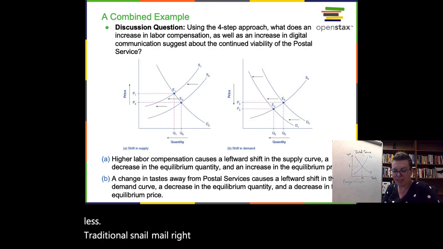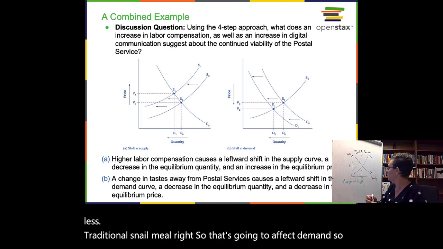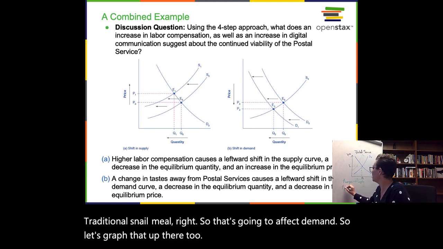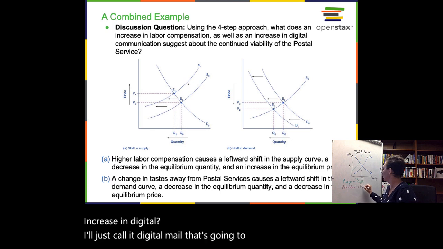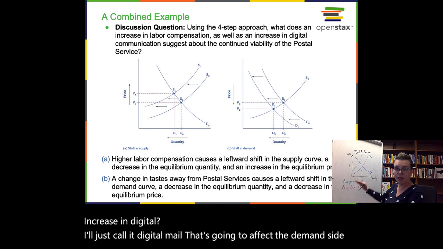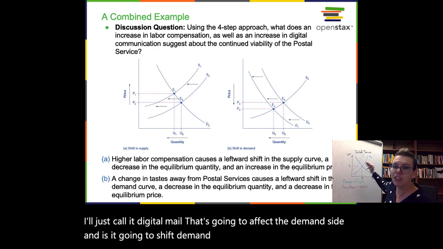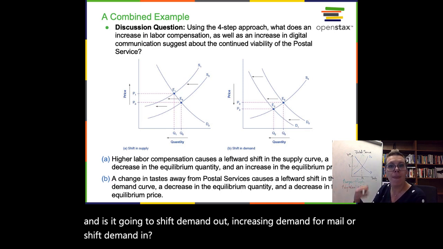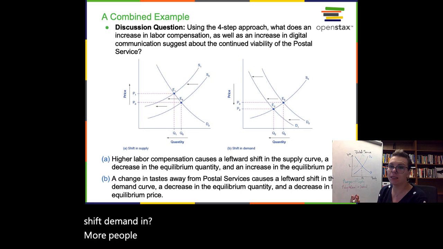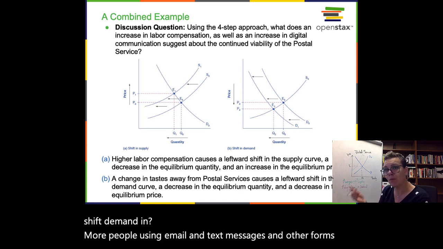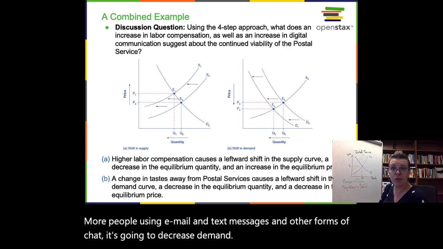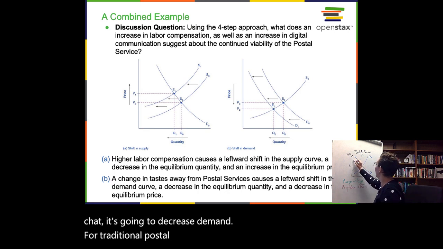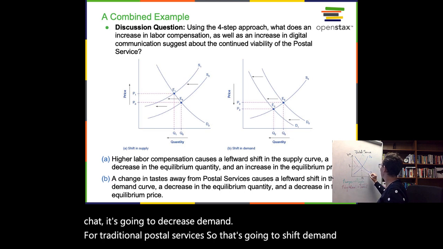So that's going to affect demand. So let's graph that up there too. Increase in digital, I'll just call it digital mail. That's going to affect the demand side. And is it going to shift demand out, increasing demand for mail, or shift demand in? More people using email and text messages and other forms of chat is going to decrease demand for traditional postal services. So that's going to shift the demand curve in too.